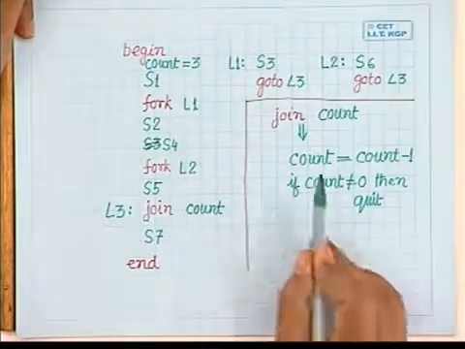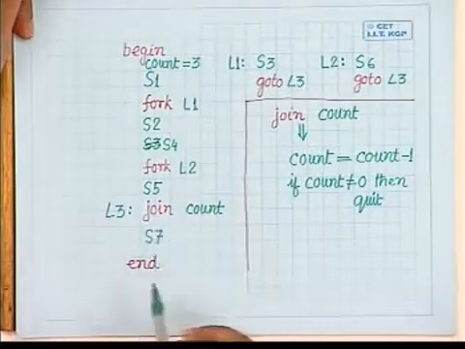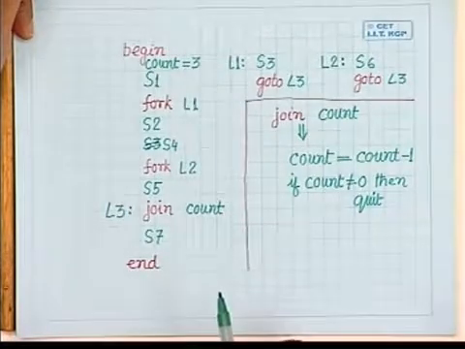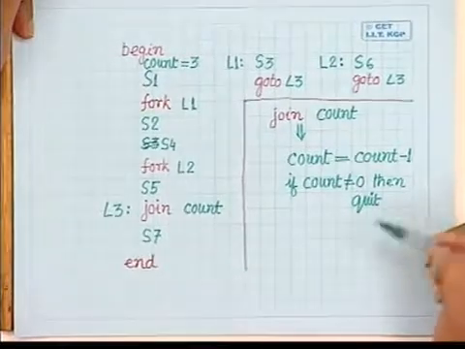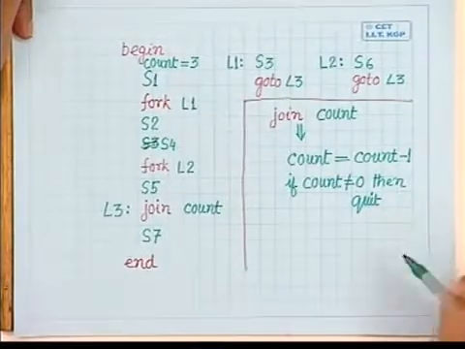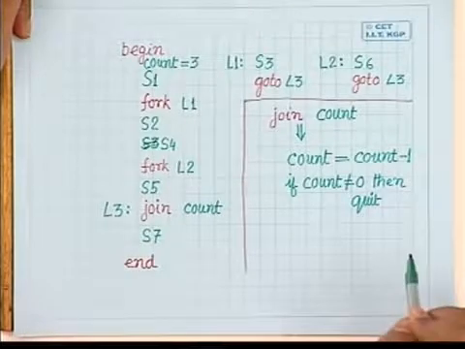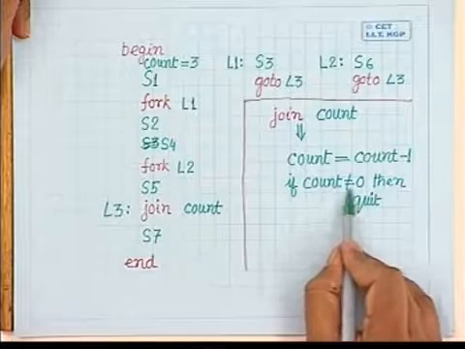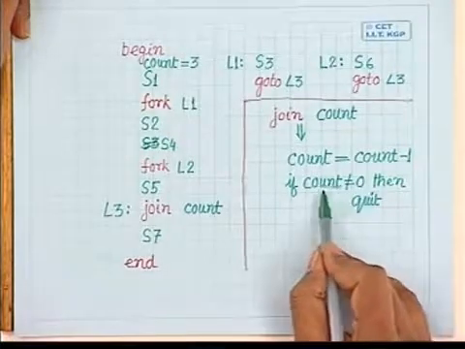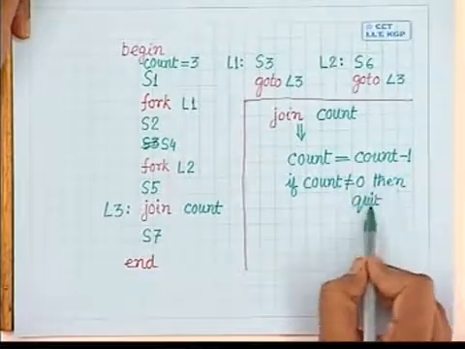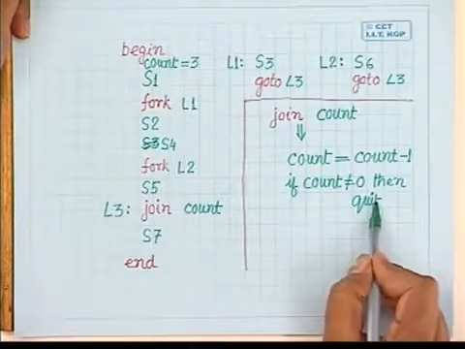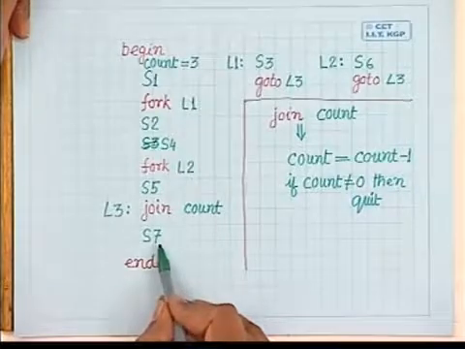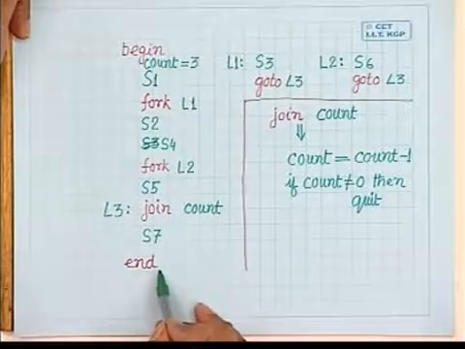The third process to execute this join count statement will again decrement the value of count by 1. Earlier the value of count was 1. After decrementing, the value of count becomes 0. So the third process finds that count is equal to 0, and because of that, it will not be terminated. It is the third process which will execute statement S7 and finally come to the end of the program.